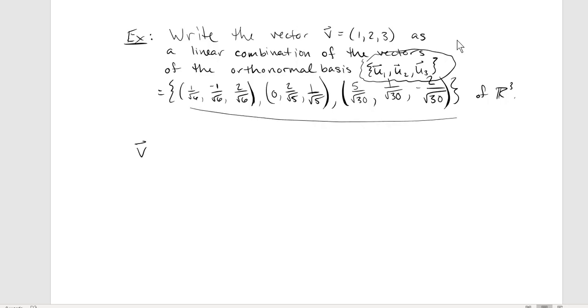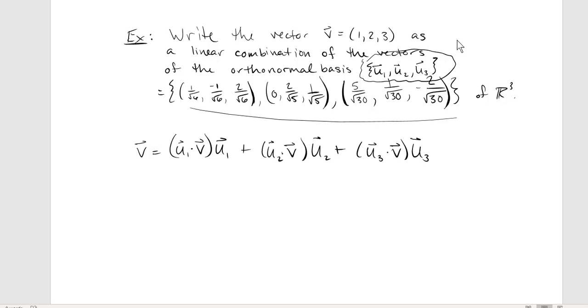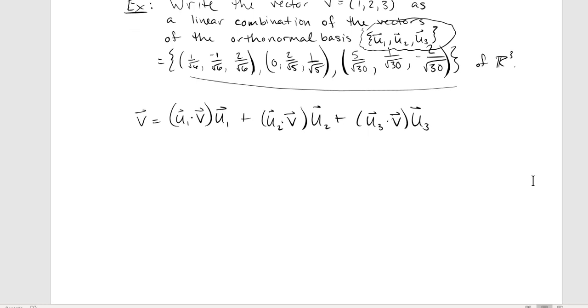So I know how to do this, right? The theorem we just saw said I need to take u1 dotted with v and put that result as the scalar on u1. Plus u2 dotted with v, and I put that result on the u2 vector. Plus u3 dotted with v on the u3 vector. That's all I need to do. So I need 3 dot products. That's really all I have to compute here. Not so bad. Let me compute these down below.